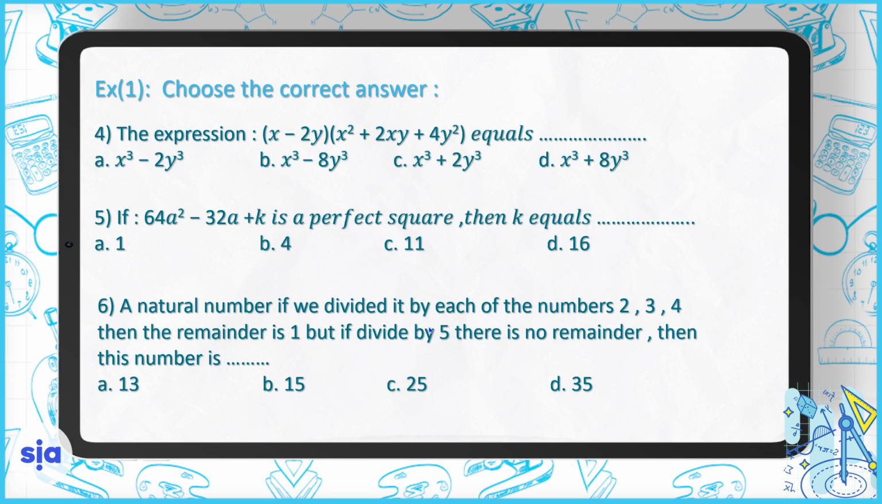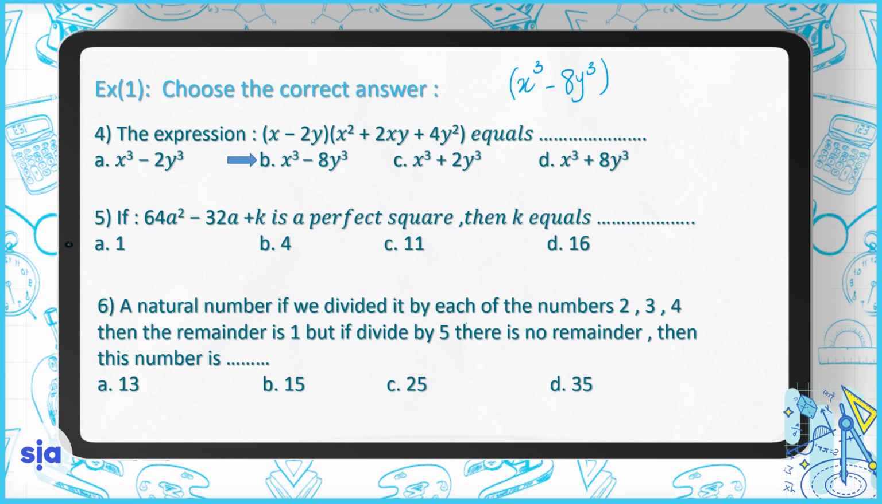Question 4. This expression is equal to what? We can easily see that this expression equals the first term power 3 minus the second term power 3. So the answer here is x power 3 minus 8y to the power of 3.